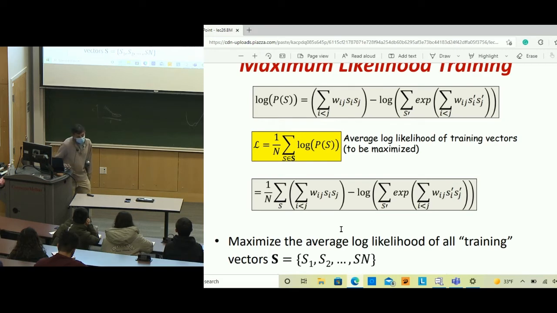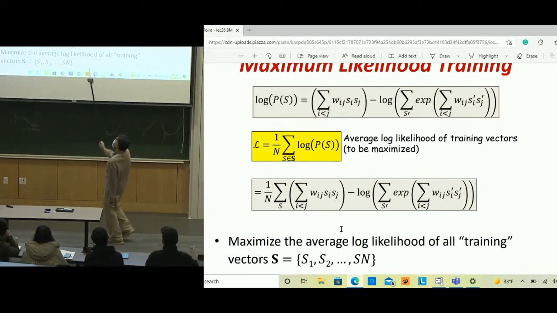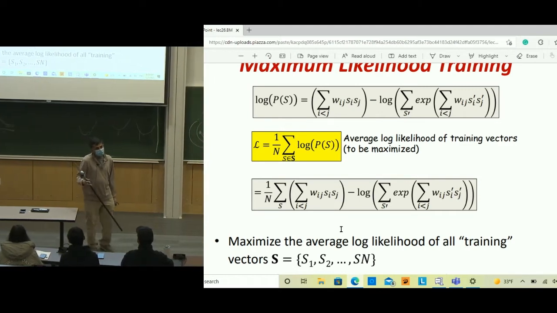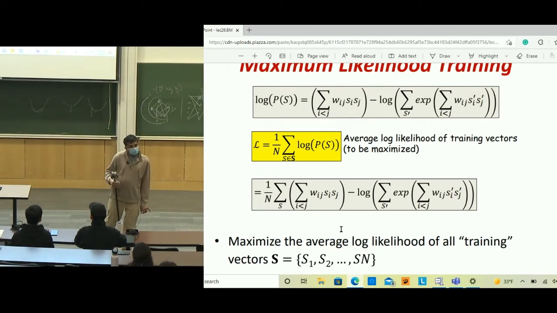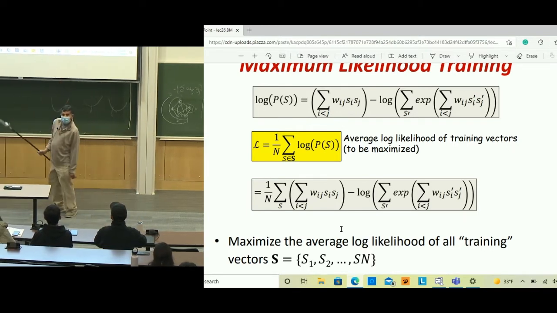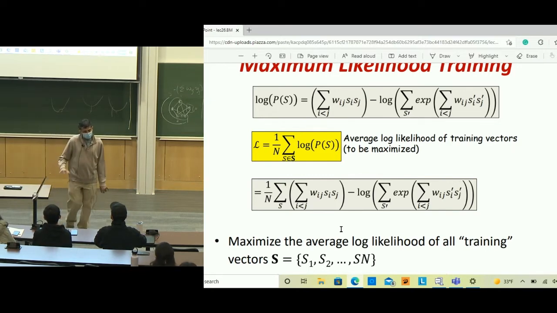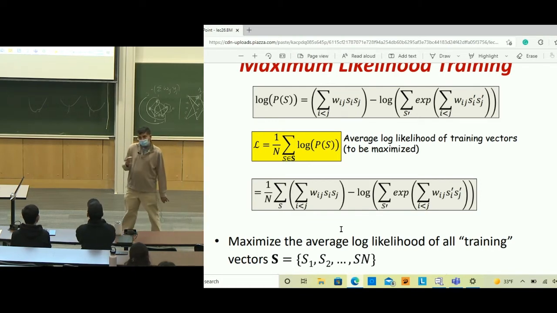So the log probability of any pattern is simply going to be the log of the probability, as we know, right? Which is the negative of the energy, the first term. And then the second term is the negative of the log of the denominator, which is simply the log of the sum over all states of e raised to the negative energy of that state. So the first equation, there's nothing complex about it. I just wrote out the log probability. And this is what I'm going to average over all of the states that I want to remember, right?